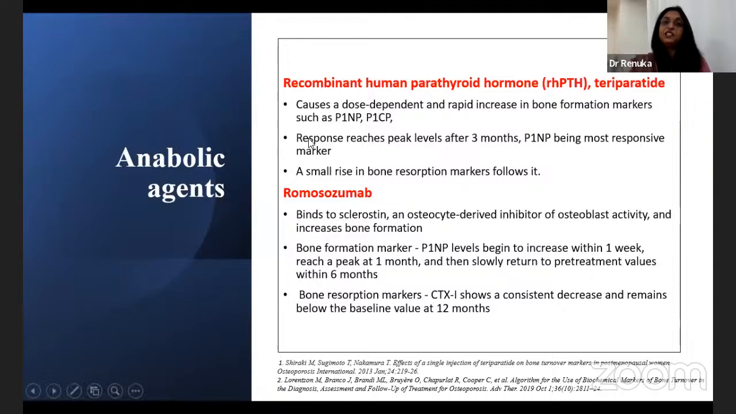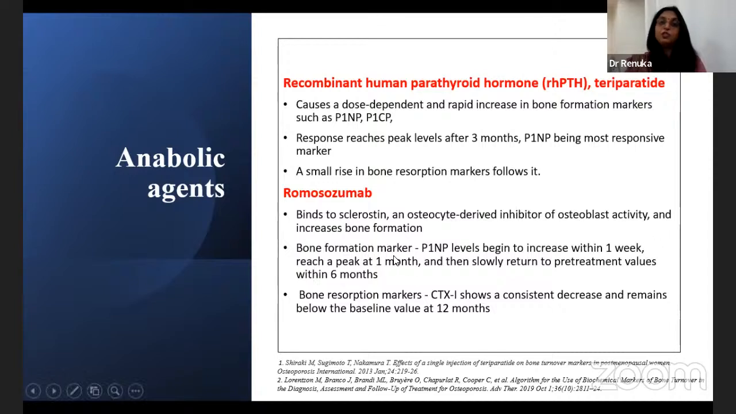Coming to the anabolic agents like recombinant human parathyroid hormone, which is the other method of treating osteoporosis, it causes a very dose dependent and rapid increase in the bone formation markers such as P1NP and P1CP. This response reaches peak levels after about 3 months. Usually it starts immediately within 1 month, and it is the most responsive marker. Immediately after that, a small rise in the bone resorption markers follows.